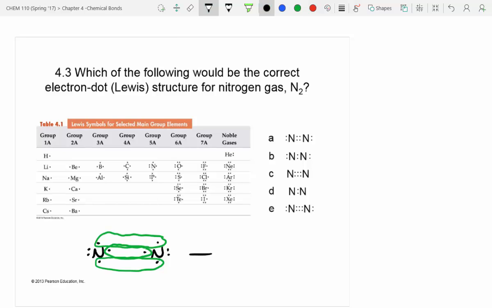Okay. That means each nitrogen still has a lone pair left over, right? So if we look at this one, the best match would be which one? E, absolutely.